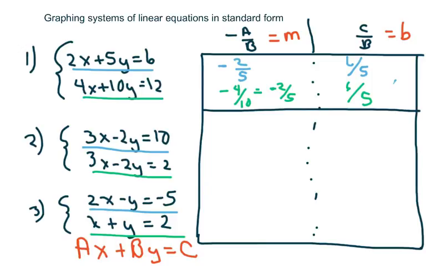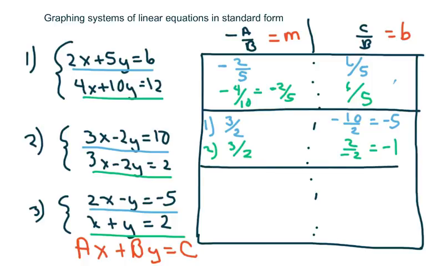Okay, so this one's going to be 3 over 2 for number 1. And for number 2, it's also going to be 3 over 2. So we have the same slope for this. What about the y-intercept? We're going to have negative 10 over 2, which is negative 5. And for the second one, we have 2 over negative 2, which equals negative 1. So these have the same slope, but different y-intercepts. That means the lines are going to be parallel. And again, we will look at those.